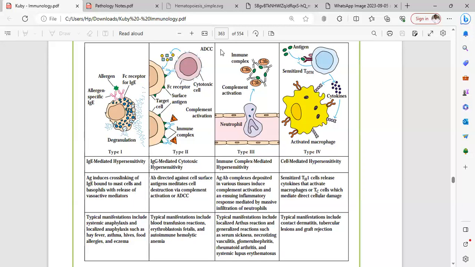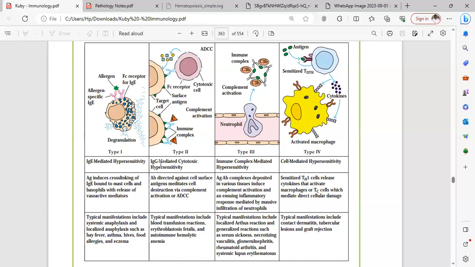Okay, fine. So type 1 has been covered. The manifestations of type 1 hypersensitivity reactions include systemic anaphylaxis and localized anaphylaxis such as hay fever, asthma, hives, food allergy and eczema. Those are basically the conditions found in type 1. So for type 2, sorry, I just wanted to interject a bit because I know we won't see it anywhere else and I saw it being asked.